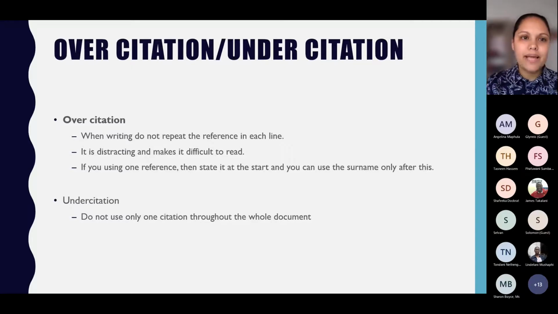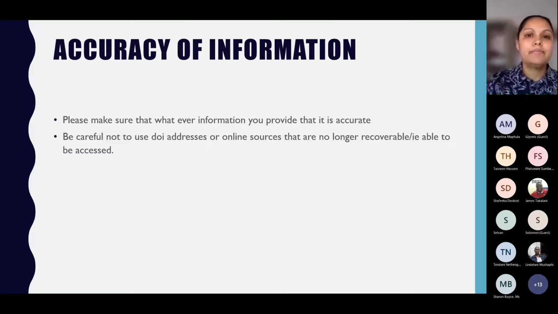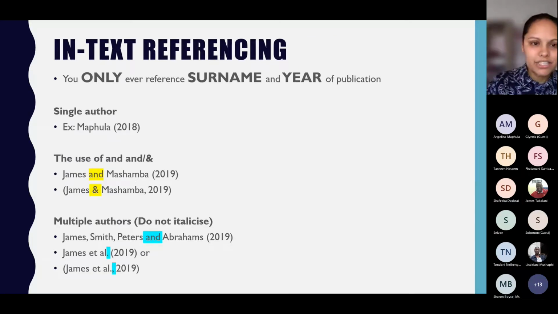Right, so find the balance. Don't over-cite, but also don't under-cite. Give people credit where credit is due. Okay, provide accurate information, especially when things are online. In today's day and age, everything is online. So be careful about using a DOI address or any other online source that is no longer recoverable or you can't access it. So check and make sure that you can access the information that you are providing. Okay. So, in-text citation.